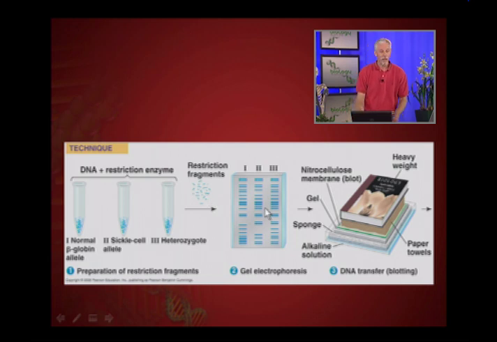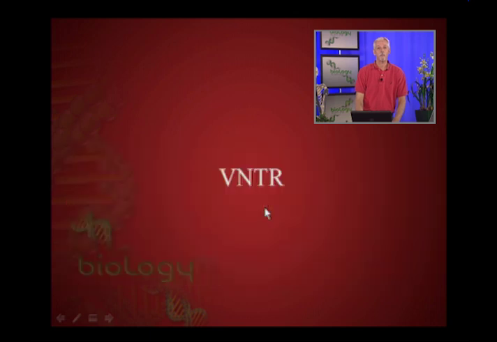And I'll come back to how we do that in just a couple of seconds. Now, there's something else I want to talk about related to restriction enzymes in producing these fragments. And it is the concept of what's known as a VNTR.